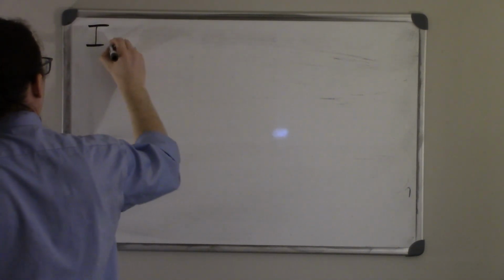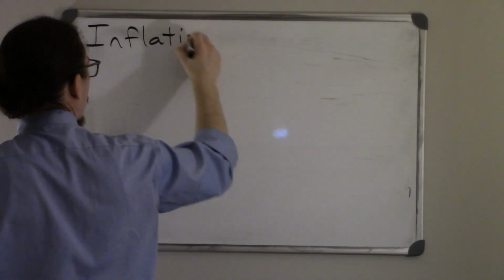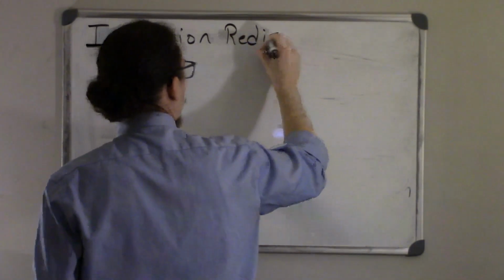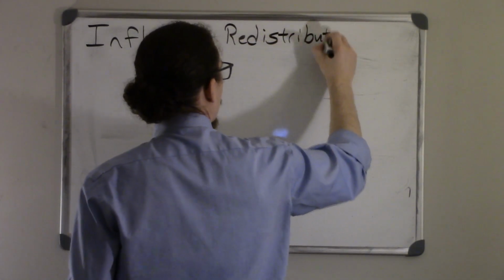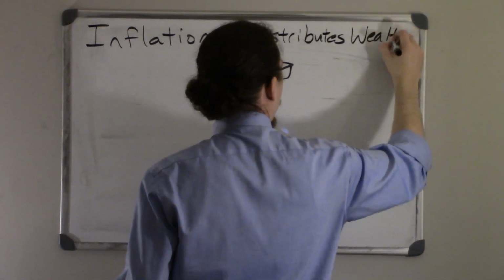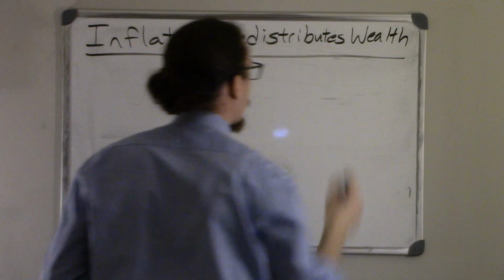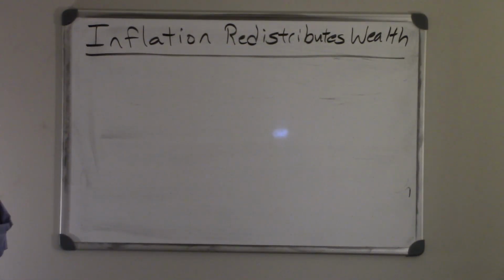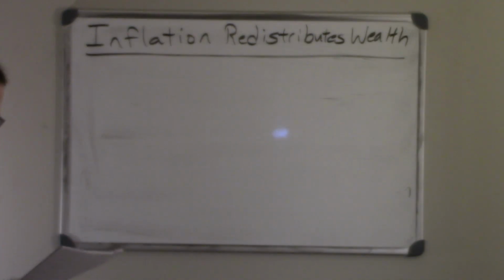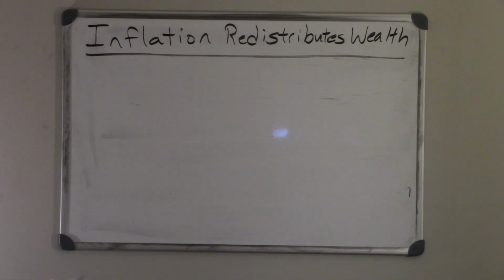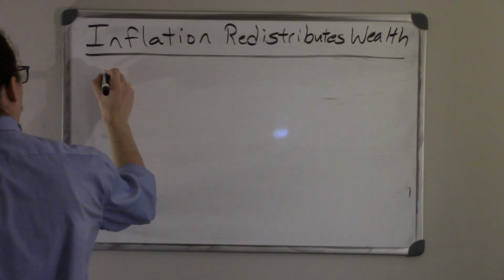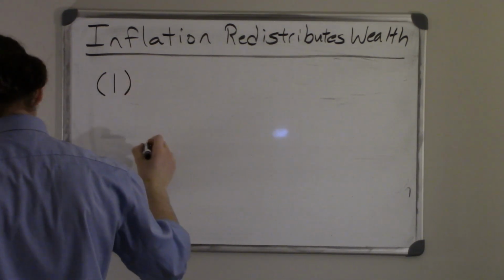All right, the next one is the fact that inflation redistributes wealth. All right, so inflation transfers real resources between borrowers and lenders. So we're going to look at a couple of different things and kind of develop an idea about this. All right, so we're going to start with an equation.